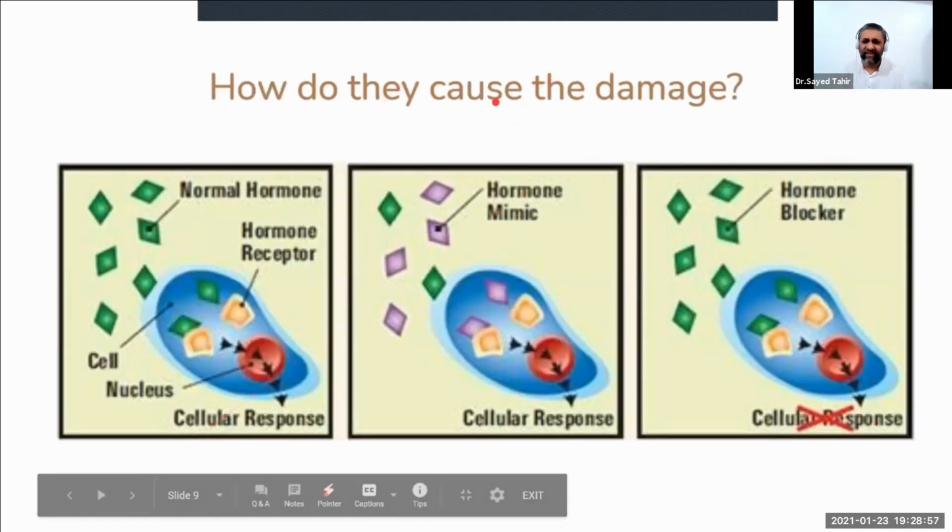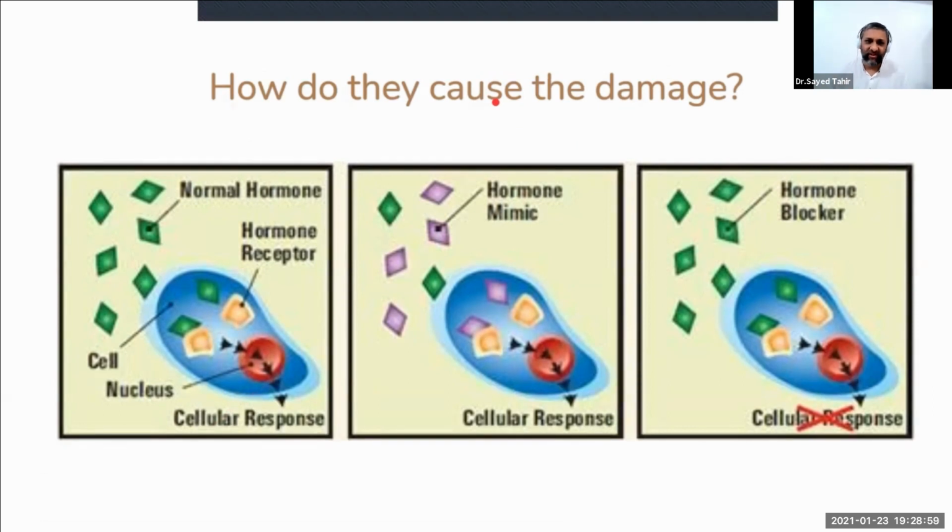Now, how do they cause this? I have done a small thing so that you understand. This is the normal hormone, which looks green. Green is normal. Green is the way to go. It attaches to the receptor and goes inside, attaches to the nucleus, and the translation from the nucleus, the information, is as simple as it should be. So it's a normal cellular response.